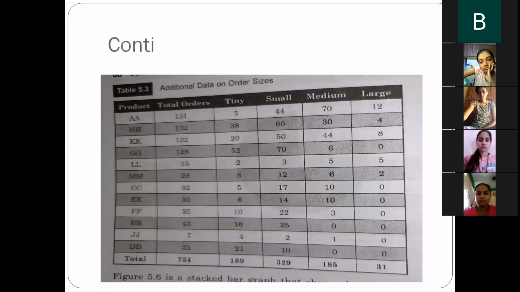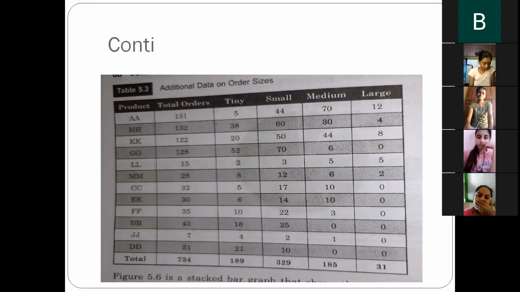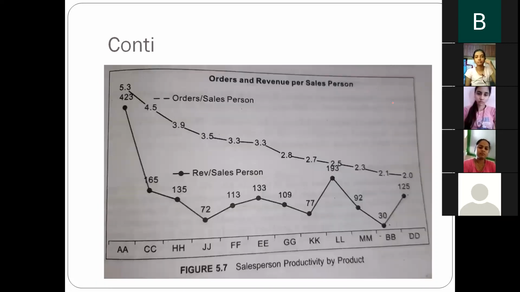And next, another additional table they have given, with total orders separated into tiny, small, medium, large. Next is about how the salesmen see this data. This particular AA, what were the tiny, small, medium, large orders here? By taking all the previous data, we can analyze the performance of the salespersons, and for a particular salesperson, what revenue we are going to get. That we can show with this diagram.